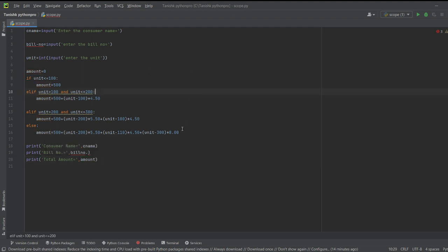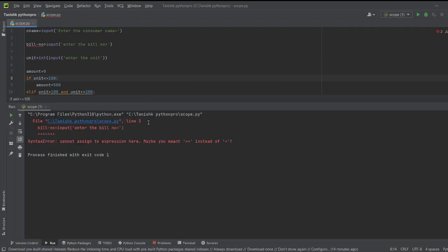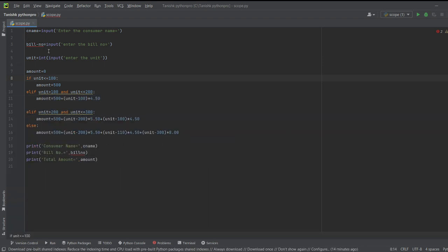So friends, we have learned only 20 lines of code. So we get the output, bill number, error, line 3 instead. So line 3, bill number.